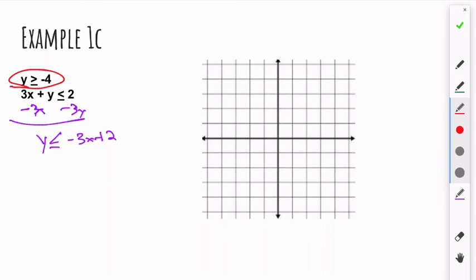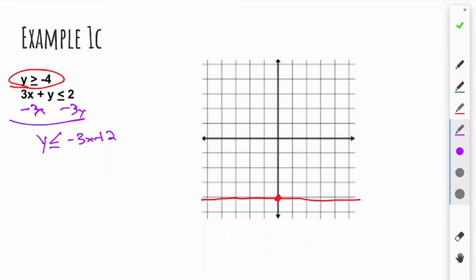I'm going to do this one in red. It says y is greater than or equal to negative 4. So I'm going to go down to negative 4: 1, 2, 3, 4. Put a point there. It says greater than or equal to, so it's going to be a solid line. My other one is also "or equal to," so it's going to be a solid line, but it says y is less than or equal to negative 3x plus 2.